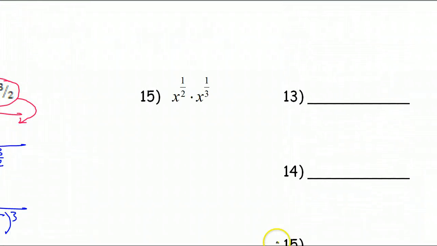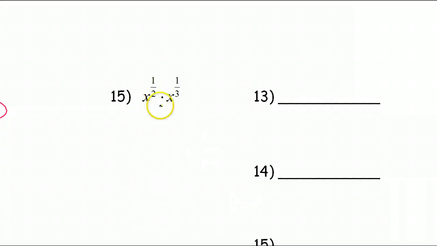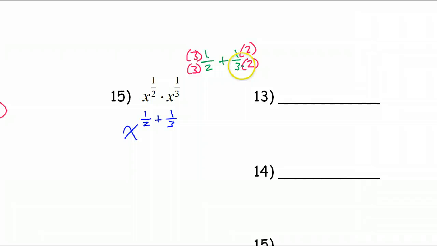Let's see, how many more of these do we have? Three more. Okay, number 15. When you multiply like bases, you add the exponents. So we are doing x, and we're doing 1/2 plus 1/3. I will just do this off to the side, as I often do. So 1/2 plus 1/3. When you add, you need like denominators. If I multiply by 3, I'm going to get 6. If I multiply by 2 over here, I'm going to get 6.